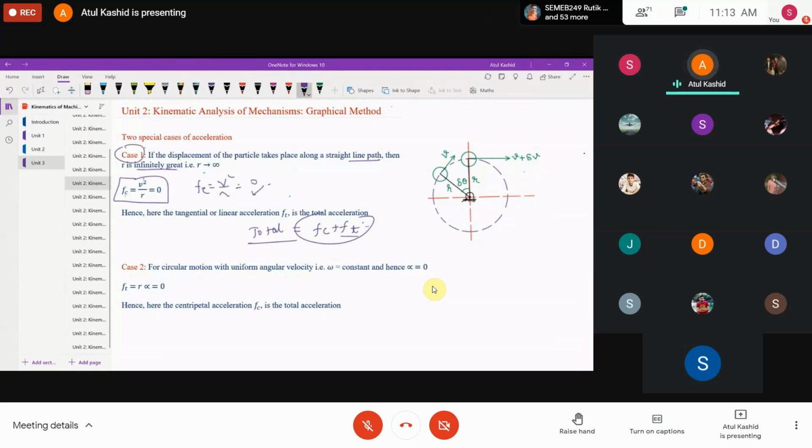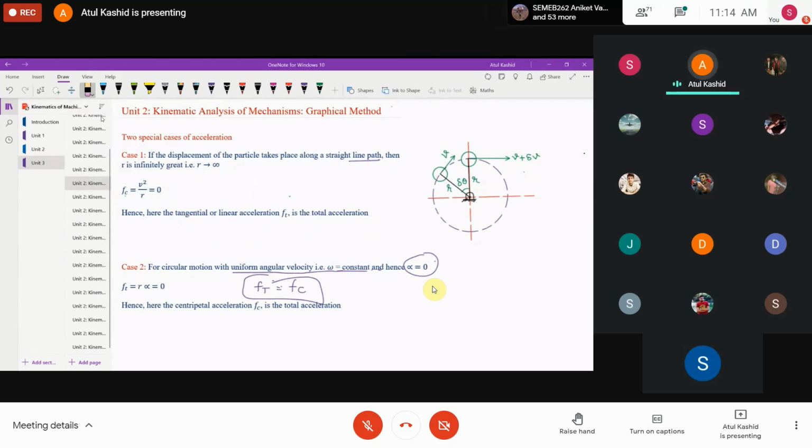this case 1, right? In case 2, if there is a circular motion with uniform angular velocity, that is omega equals constant, alpha will be equal to 0, and the tangential acceleration will be 0, right? So the total acceleration will be equal to fc in this second case, and in the first case, the total acceleration will be equal to ft, right? So these are the two cases based on the two conditions that we had. You have to remember this also.